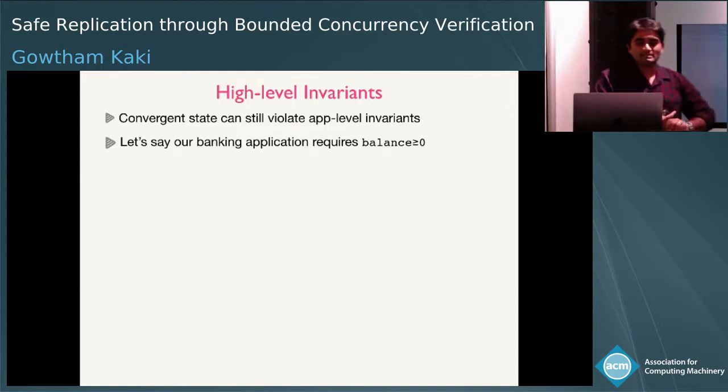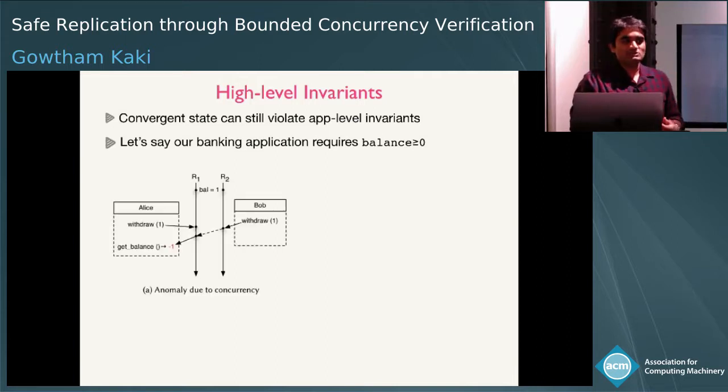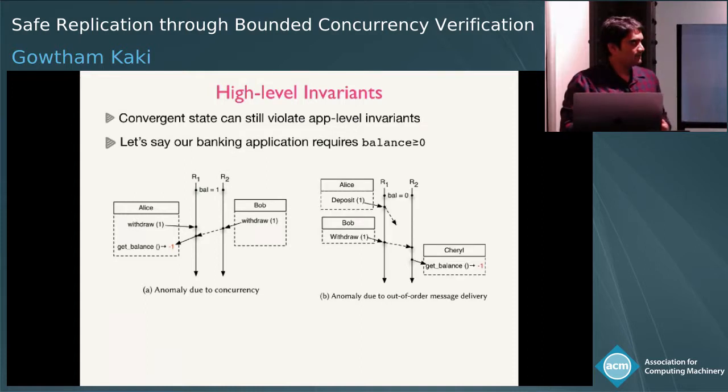Let's say our banking application has this high-level invariant that says the balance must be greater than or equal to 0. Consider a scenario where we have 2 replicas of the balance. Alice connects to replica 1 and performs a withdrawal of 1, and Bob independently connects to replica 2 and performs a withdrawal of 1. Both withdrawals do not see each other. Both see the balance of 1 and hence they succeed. But when the state eventually converges, we end up reading the balance as -1. This is an anomaly that has happened due to concurrency essentially. A more subtle anomaly happens because of the fine print in the convergence.